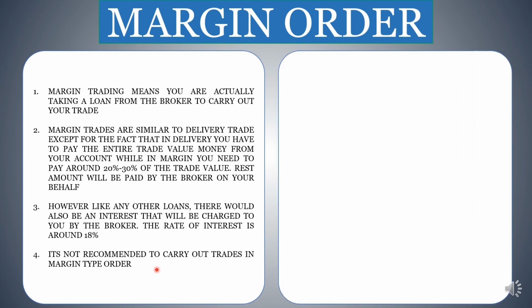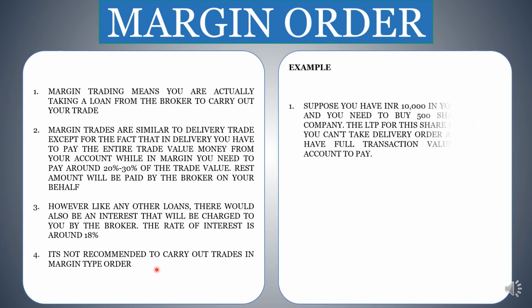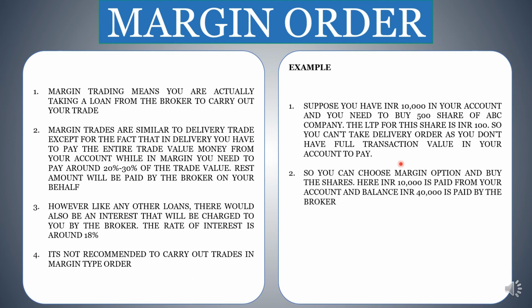To understand the margin order a little bit more in detail, let's see an example. Suppose you have 10,000 rupees in your account and you need to buy 500 shares of a company ABC. The market price of the share ABC is 100 rupees. So you can't take a delivery order as you don't have full transaction value in this case. The full transaction value of this trade would be around 50,000. So you can choose margin order type and buy the shares. Here 10,000 will be paid from your account and the balance 40,000 will be paid by the broker. Now the broker will charge you 18% interest on 40,000 that you borrowed. You have to pay back this money as early as possible to reduce the interest.